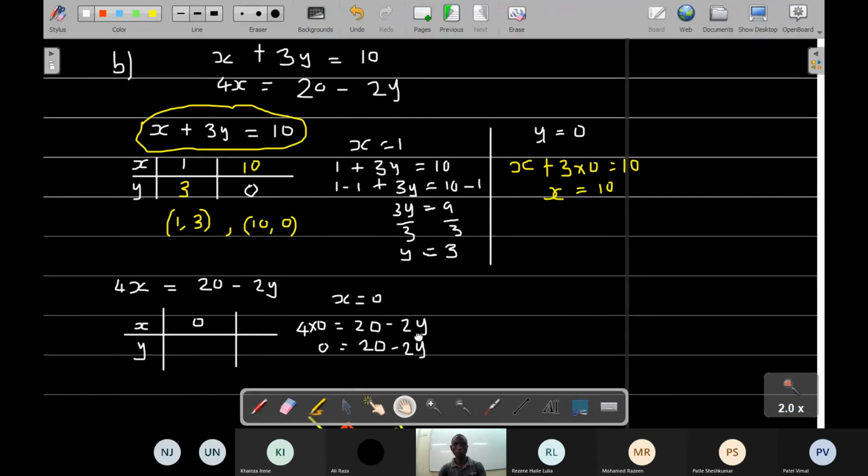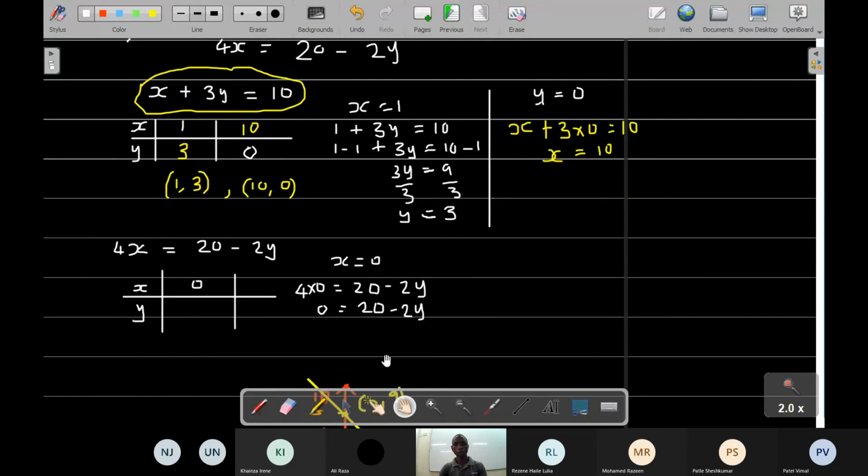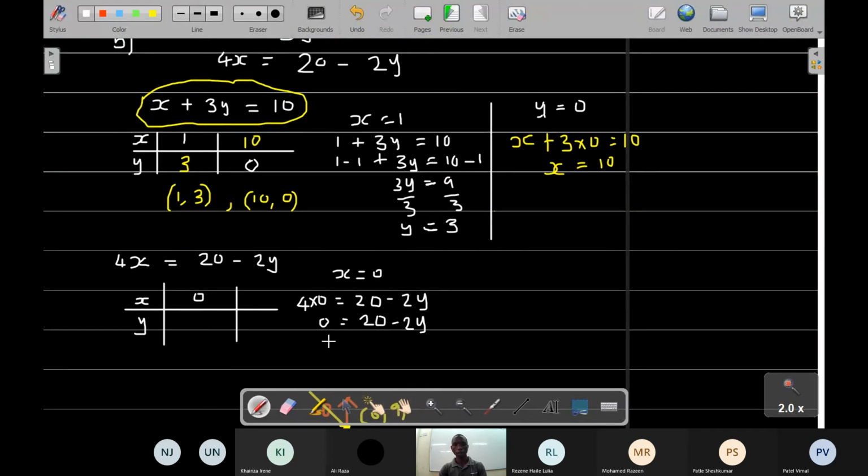I want to get the value of y, so I can subtract 20 on both sides. So 0 minus 20 will be equal to 20 minus 2y. So 20 and 20 cancel. So I remain on this side with 0 minus 20, which is negative 20.